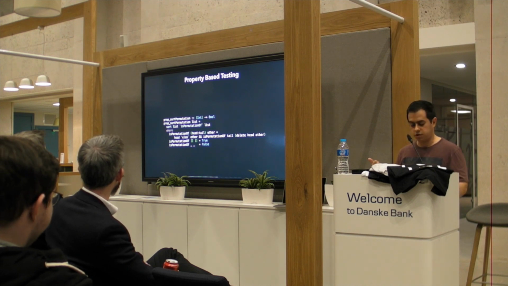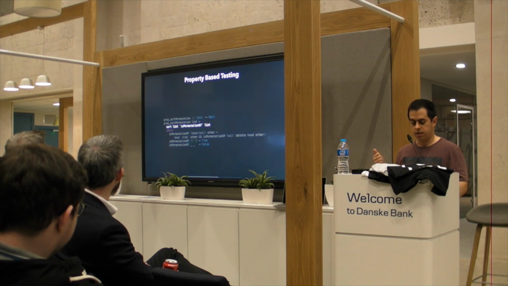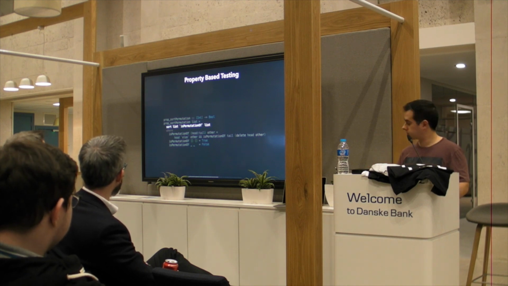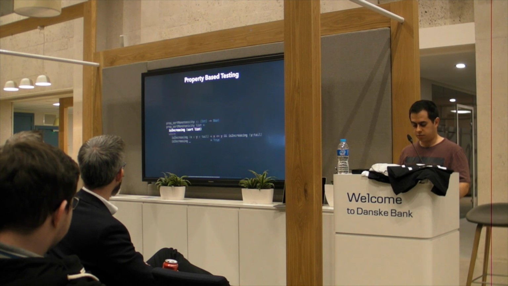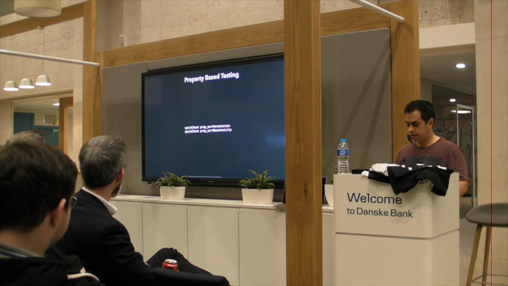So here's the function that takes a list of ints and returns a boolean, and it just says for any list that you give me, any list at all, if I sort it, I should have a permutation of the original list. And I'll write another property that says for any list that you give me, when I sort it, it should be in increasing order. And then I just ask QuickCheck to verify these 2 properties for me.